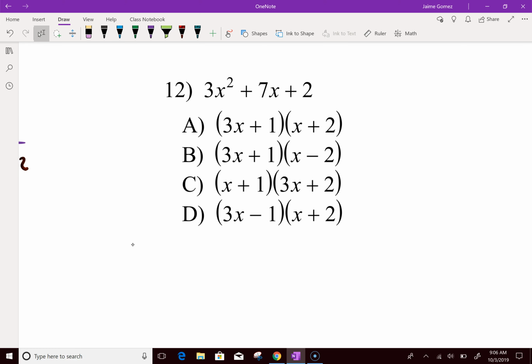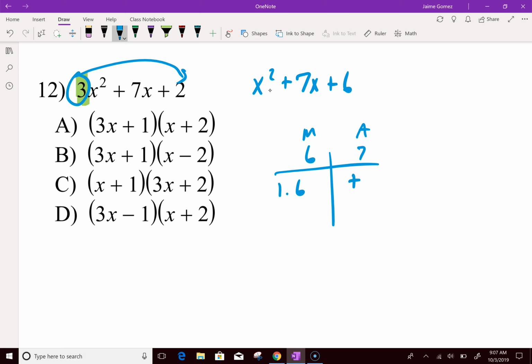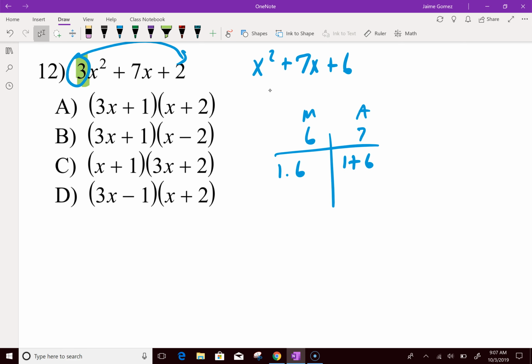Number 12, again, here's a 3. Can you take out a 3 from the 7? No, so then you have to just multiply the first one to the last one right off the bat. And that would be x squared plus 7x plus 6. Two numbers that multiply to give me 6, but add to give me 7. 1 times 6, 1 plus 6. Yeah. So then that's x with a positive 1, x with a positive 6.